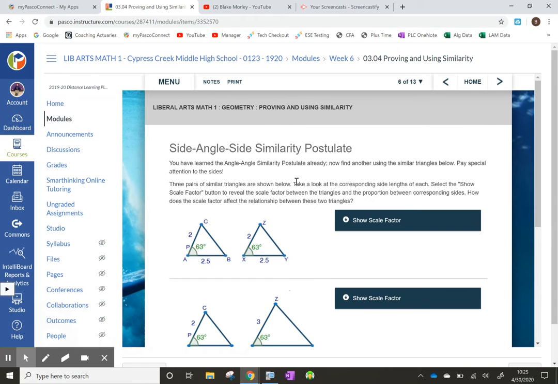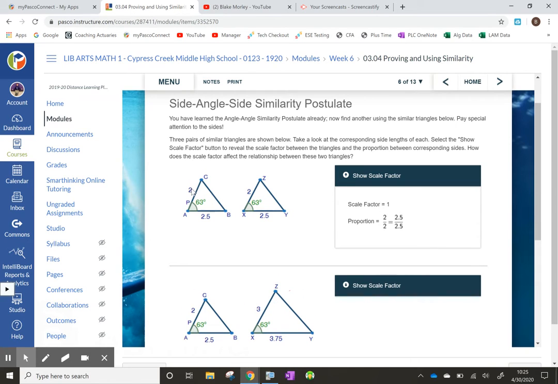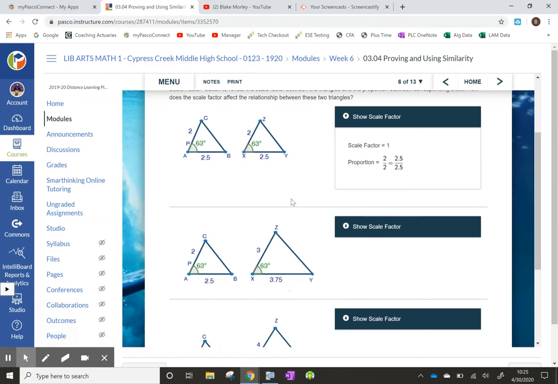All right. Side angle side postulates. So, of course, we talked about similarity already. We have to have the congruent angles, the same angles, but also have proportional sides. So we know the scale factor of this one. These two triangles here are exactly the same size, so the scale factor is 1, meaning you would multiply all these values here, the 2 by 1 to get 2, the 2.5 times 1 to get 2.5. So scale factor being 1 means it's exactly the same.